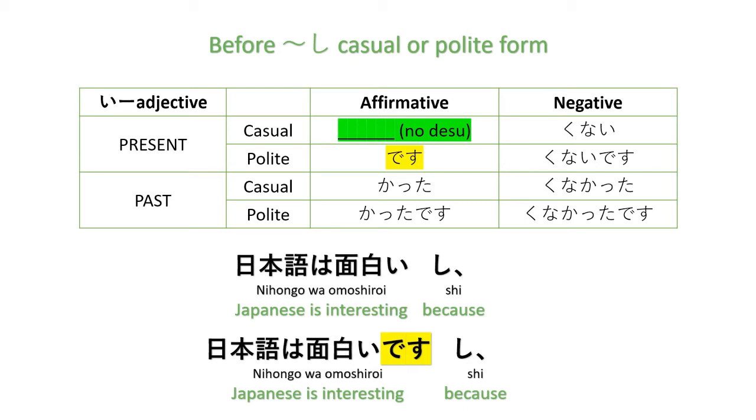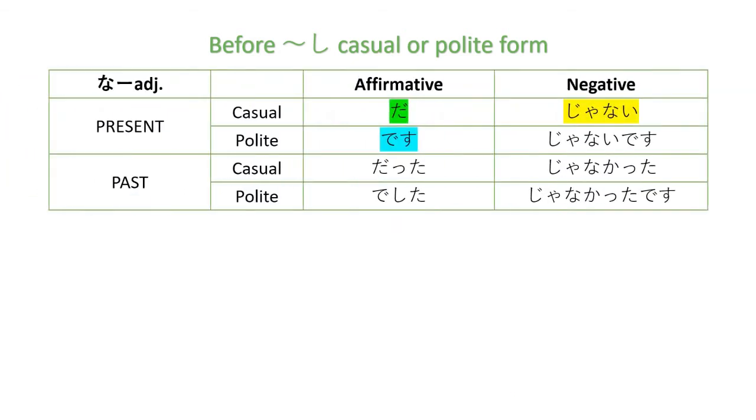If we are using casual affirmative form, there is no shi. And for the na adjective, this is the conjugation. Da, desu, janai, janai desu. Datta, deshita, janakatta, janakatta desu. So we can use, of course, both casual or polite.